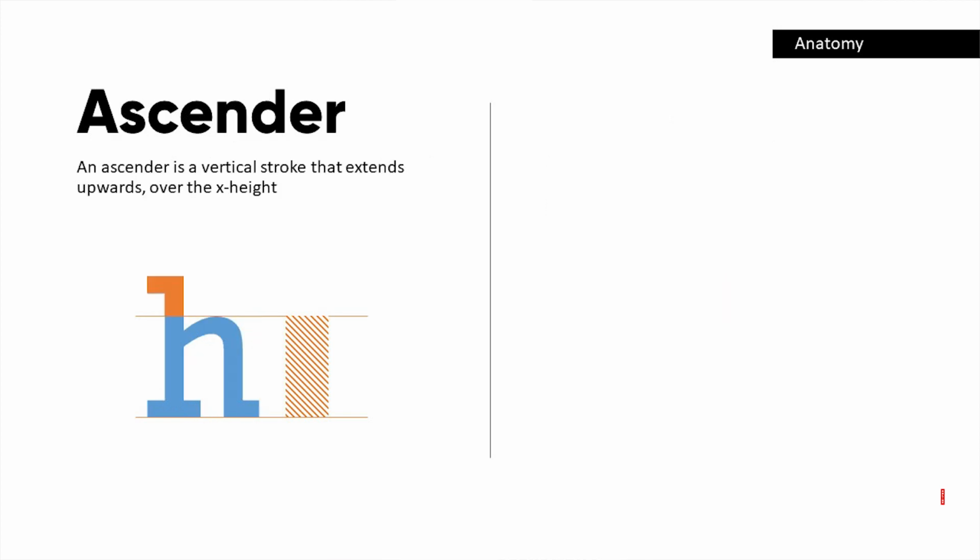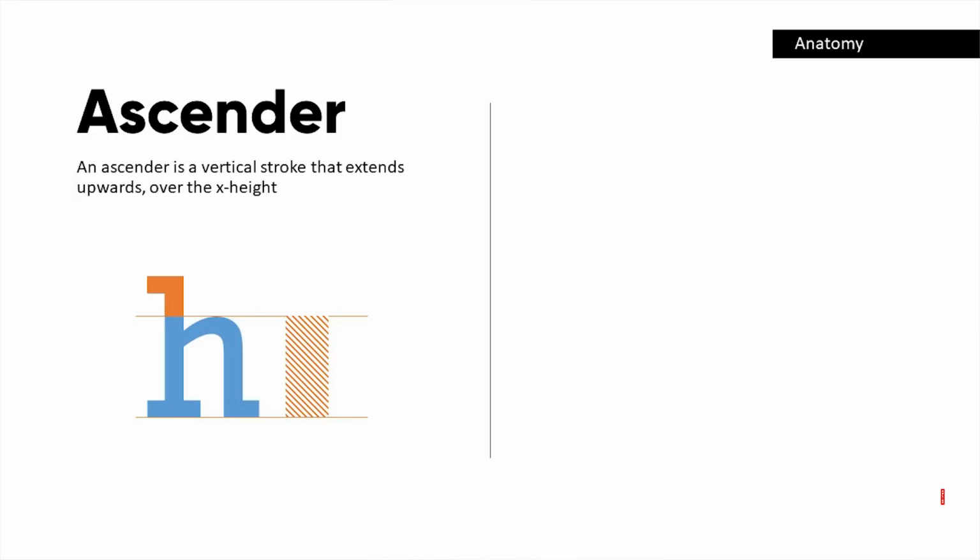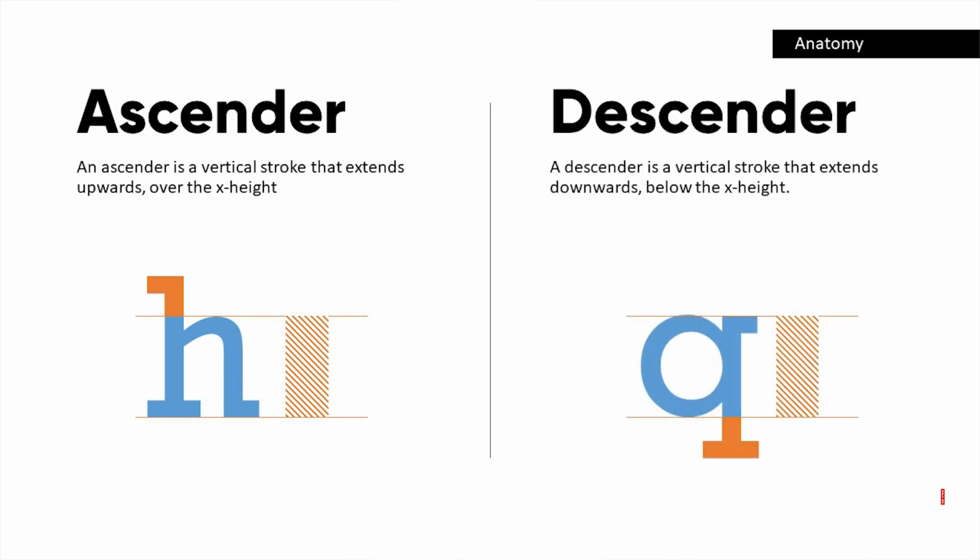And then we have ascender. An ascender is a vertical stroke that extends upward over the x-height. Do you remember what the x-height is? It measures the height of the lowercase, and it's usually the letter x that is used to measure it. Now, the ascender is whatever portion of that character in its lowercase that shoots above the x-height. Then we have the descender. The descender is a vertical stroke that extends downward below the x-height. Whatever extends above it is called ascender. Whatever extends below it is called descender.